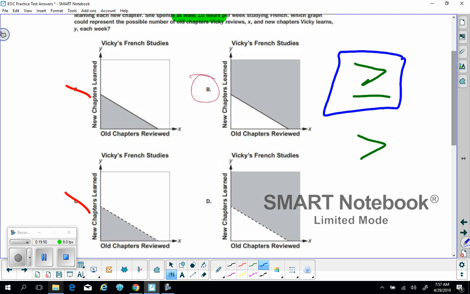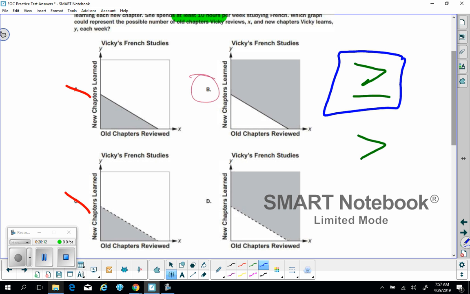And the way I remember it is when you graph a line that says y equals something, do you do a dotted line or a solid line? If you were to graph y equals mx plus b, you use a solid line, right? And that's the equals part of it. So since this has greater than or equal to, you have a solid line.